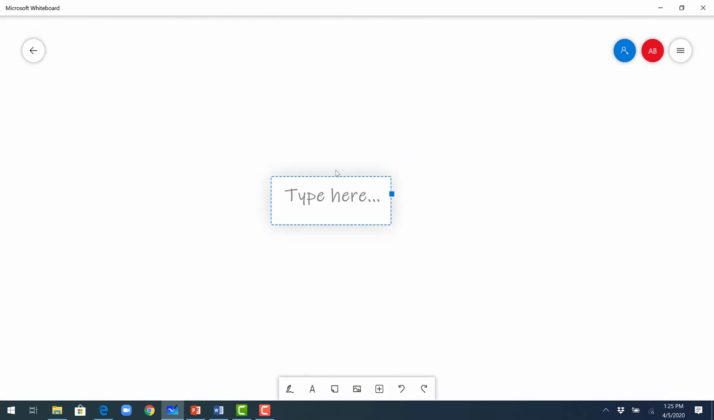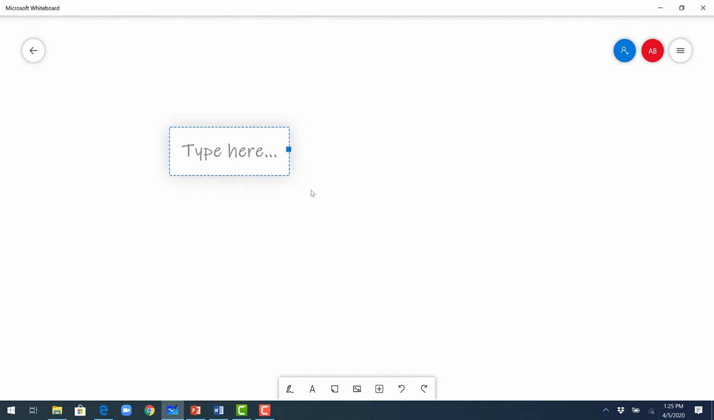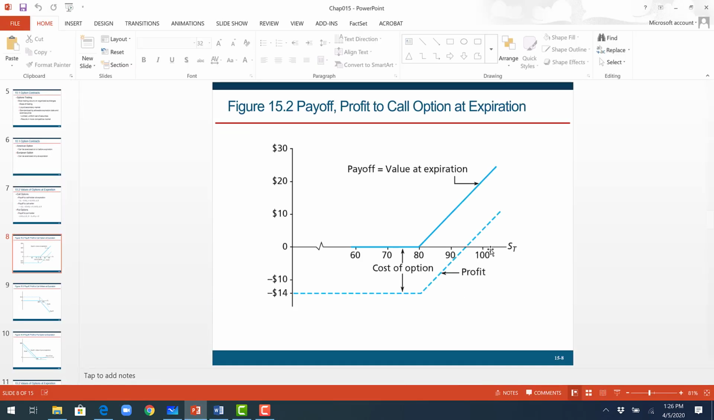Okay, so exercise price is 80 and premium is $14. All right, this is for this example that you're looking at here. This is the payoff for the call buyer, right?